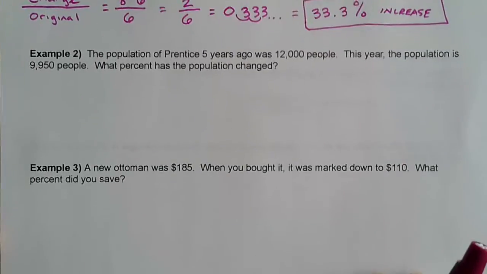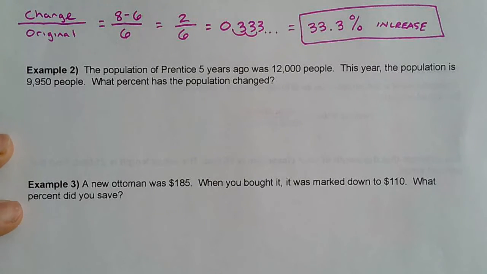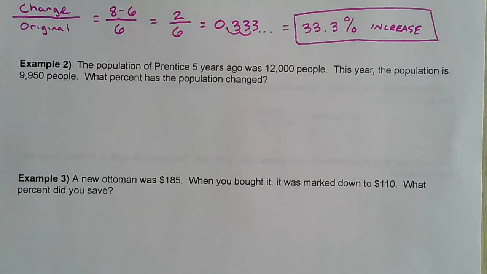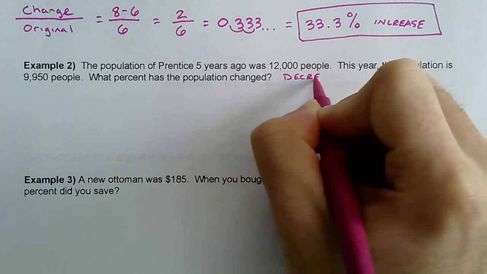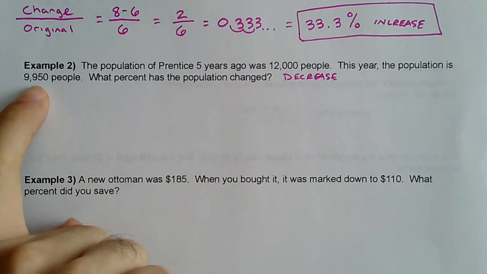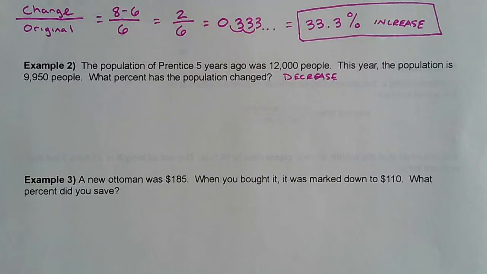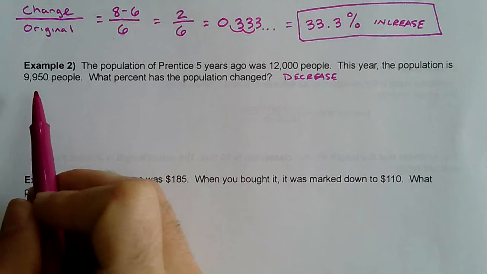Example 2. The population of Prentice 5 years ago was 12,000 people. This year, the population is 9,950 people. What percent has the population changed? Again, let's start with, are we talking about an increase or a decrease? We would be talking about a decrease, because we went from 12,000 5 years ago to the new population of 9,950. So we did go down, which means 12,000 is our original and 9,950 is our new.